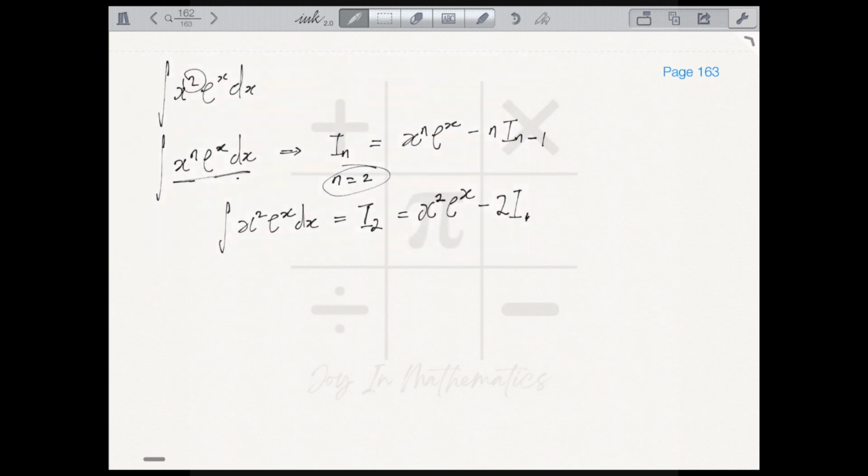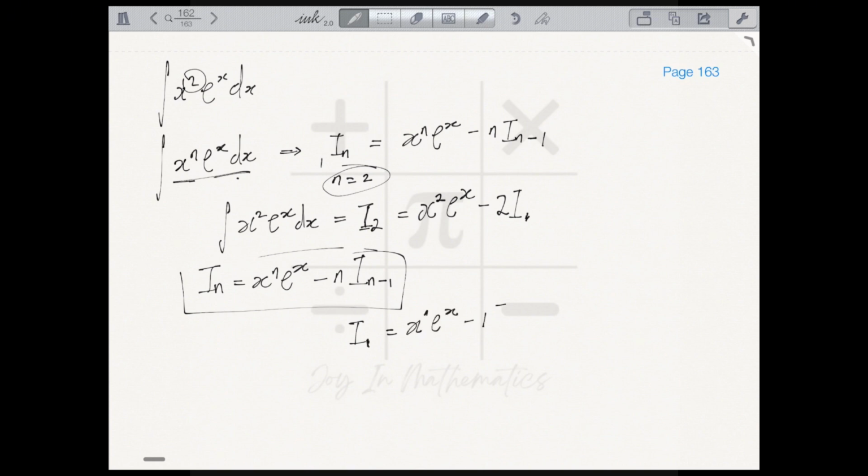Now, in the expression of I2, we can see that I1 is present. So we have to find an expression for I1. Following the formula that In is equal to x raised to the power n exponential x minus n I(n minus 1), then for I1, that means we are saying that n is equal to 1. Wherever we see n, we substitute 1. That will give us x raised to the power 1 exponential x minus 1 times I0. Therefore, I1 is equal to x exponential x minus I0.